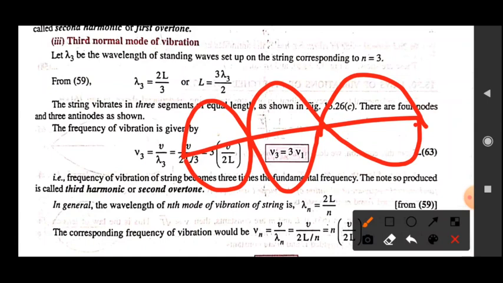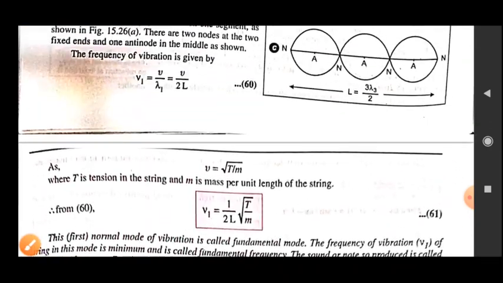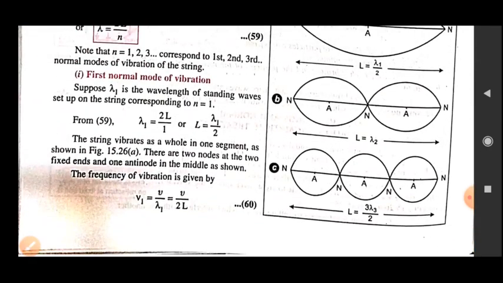In this figure you can see the different positions of minimum displacement, that is the zero displacement points. This is the first zero displacement point, this is the second, this is the third, this is the fourth. So overall we have four nodes. For the maximum amplitude, you can see these three positions: 1, 2, 3. So we have 3 antinodes and 4 nodes in this case. You can also see it in figure C: 4 nodes and 3 antinodes.